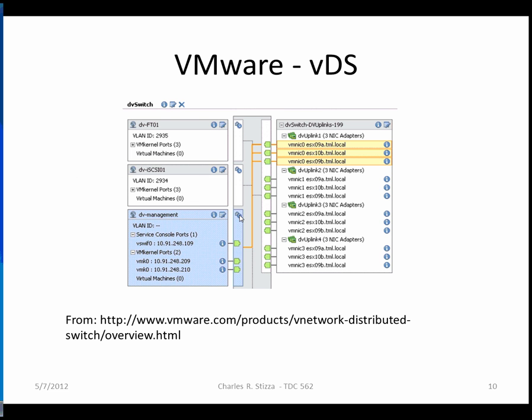Here's what the VDS configuration GUI looks like, and it really looks literally like you'd think a software switch would look like. We have the uplinks here, which would go to your core network, and these links right here are the virtual machine facing links.